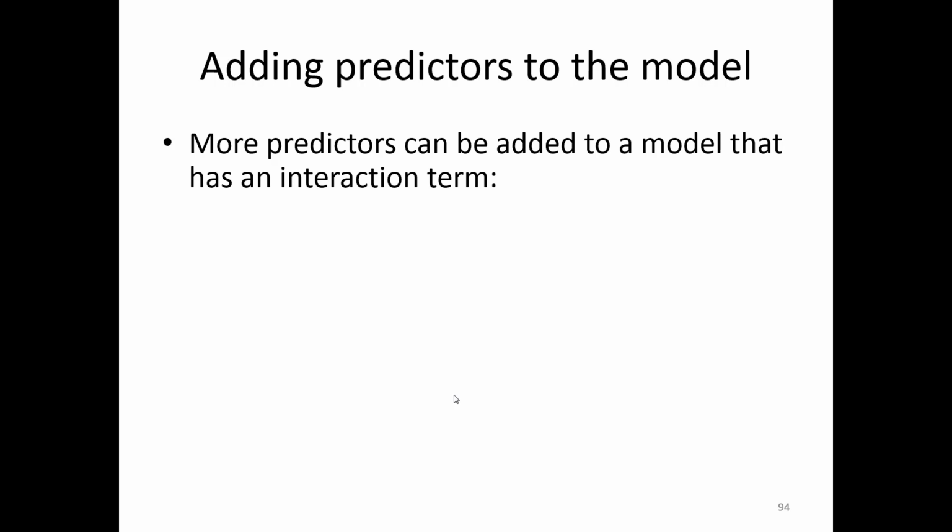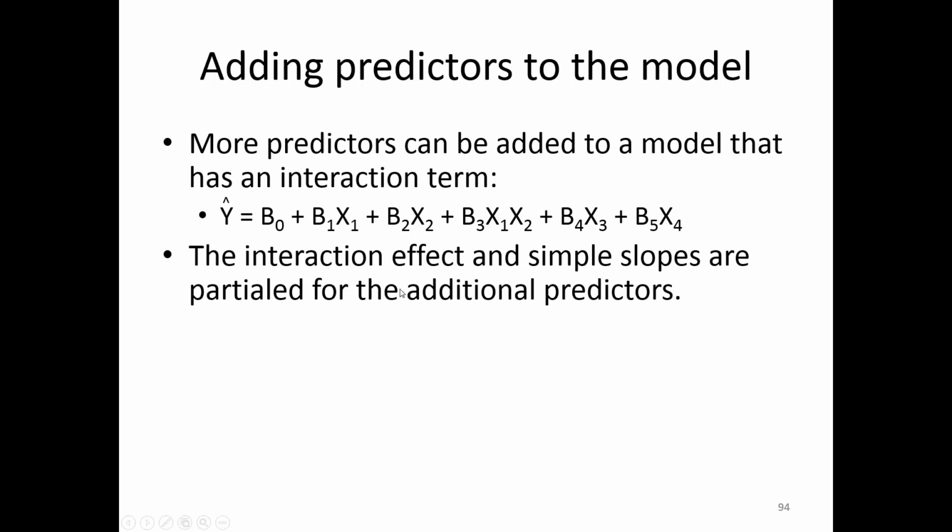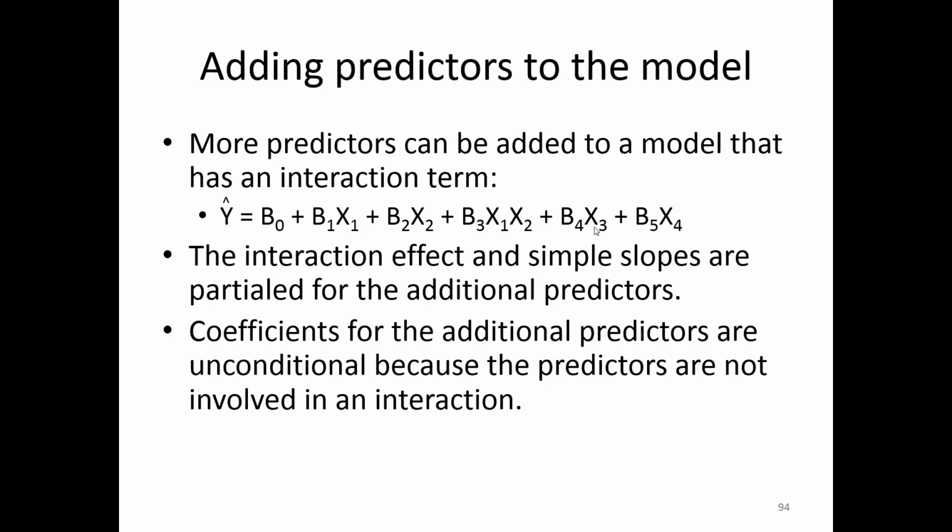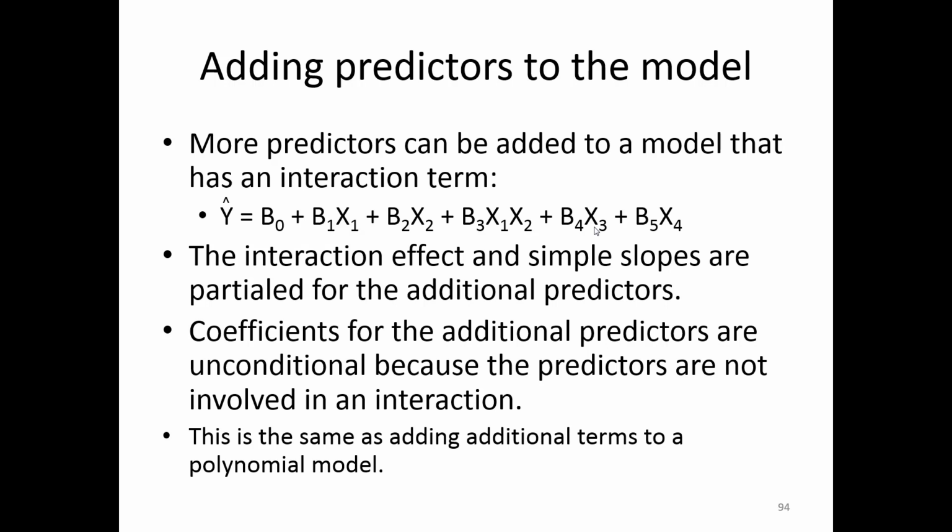Okay, we could also add more predictors to the model. That's perfectly fine. It just becomes a little bit more complicated. So say now we have this model, where we looked at that interaction effect, and then we also added two other predictors. We could have different reasons for adding these. Maybe they're nuisance variables, things we just want to control for, or things we're generally interested in looking at, but we don't predict an interaction. So the interaction effect and simple slopes are partialed for these additional predictors. The coefficients for the additional predictors are unconditional because the predictors are not involved in an interaction. This is the same as when we added additional terms to a polynomial model.